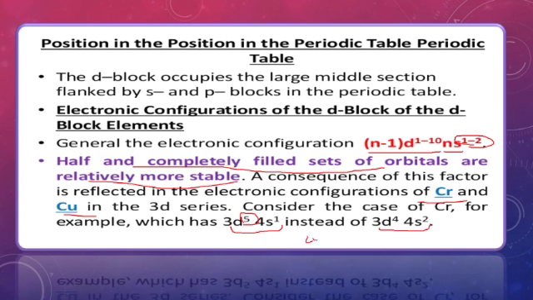Similarly, copper, atomic number 29. In this case also it shows an exceptional behavior in its electronic configuration, and its electronic configuration is 3d10 4s1.